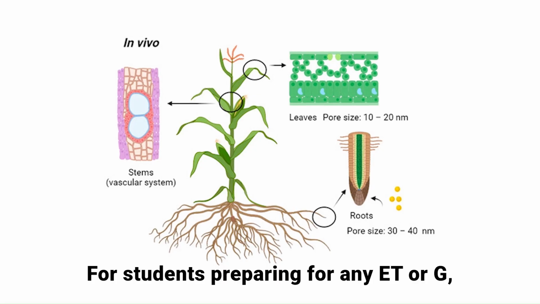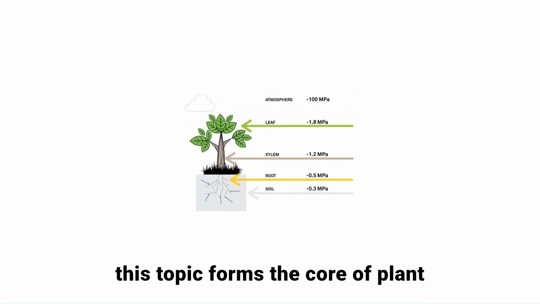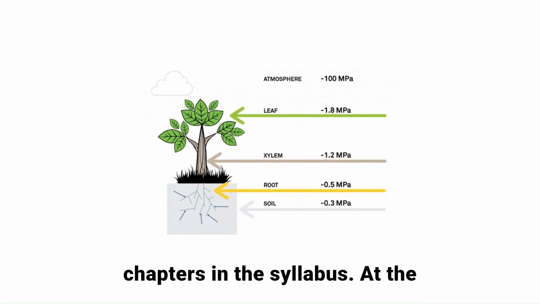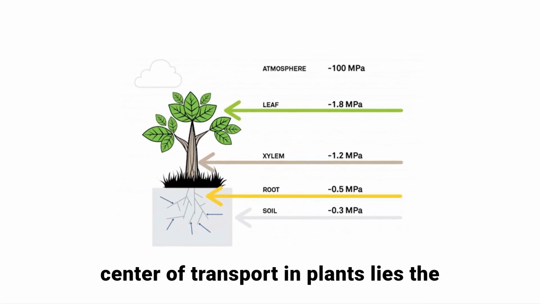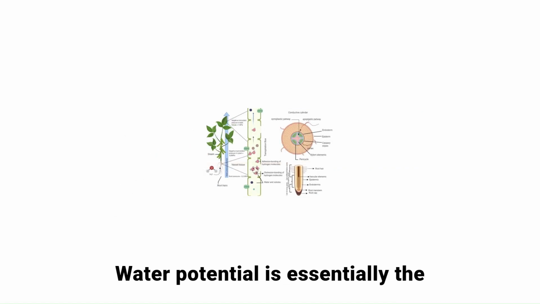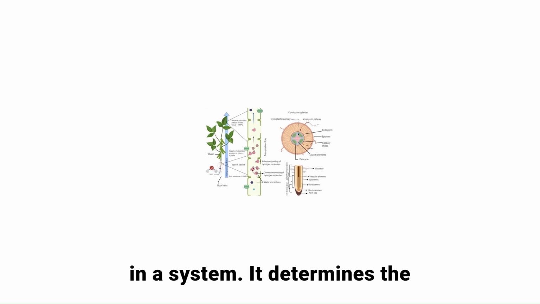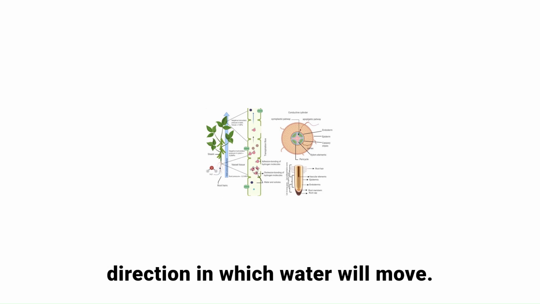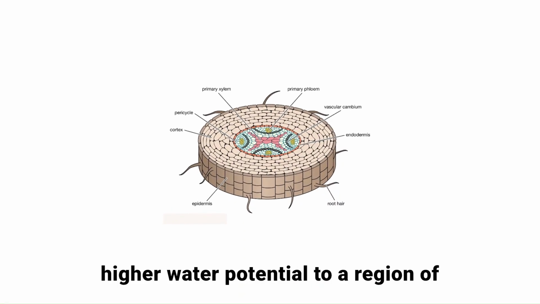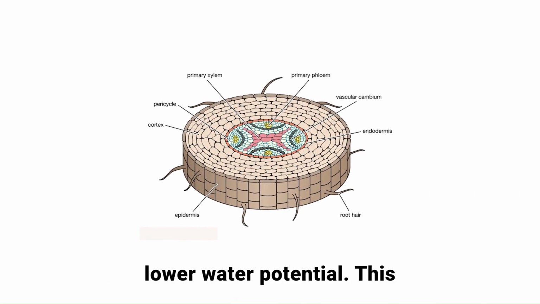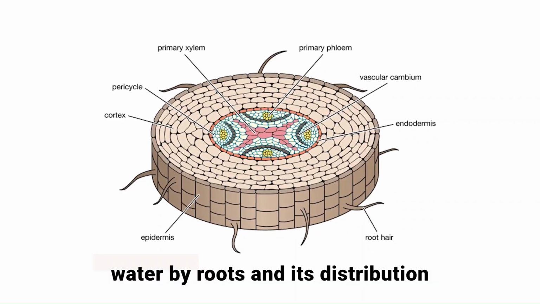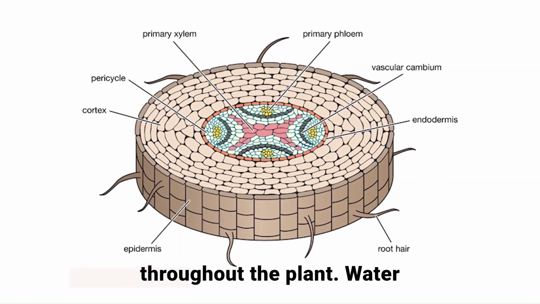For students preparing for NEET or JEE, this topic forms the core of plant physiology and links to many other chapters in the syllabus. At the center of transport in plants lies the concept of water potential. Water potential is essentially the measure of the potential energy of water in a system. It determines the direction in which water will move. Water always moves from a region of higher water potential to a region of lower water potential. This movement is crucial for the uptake of water by roots and its distribution throughout the plant.